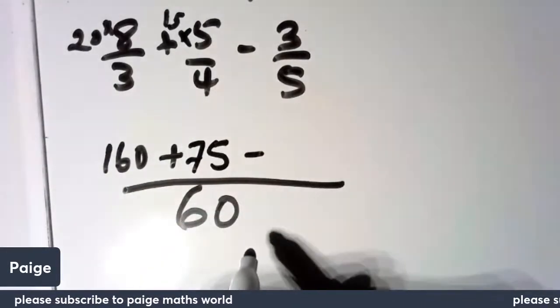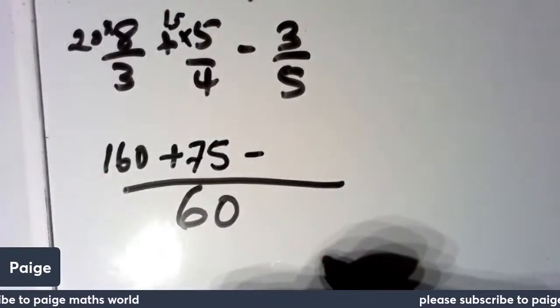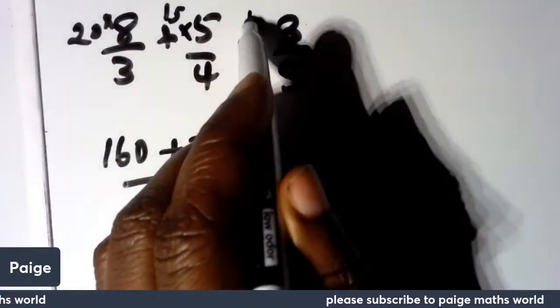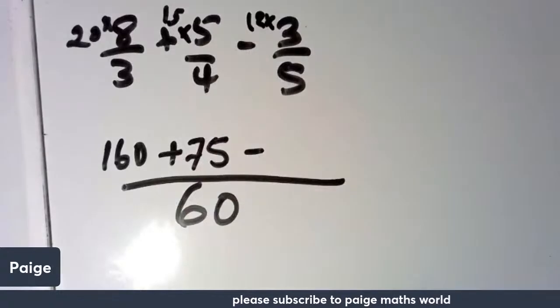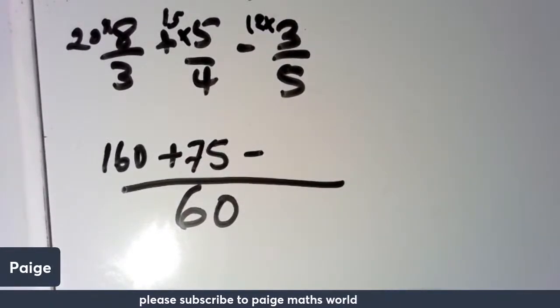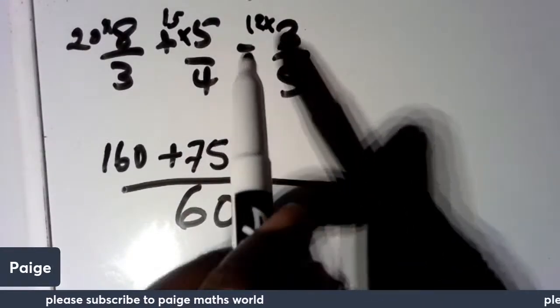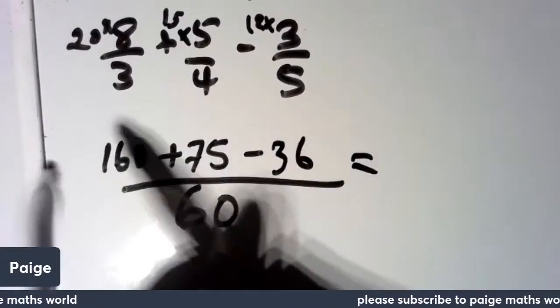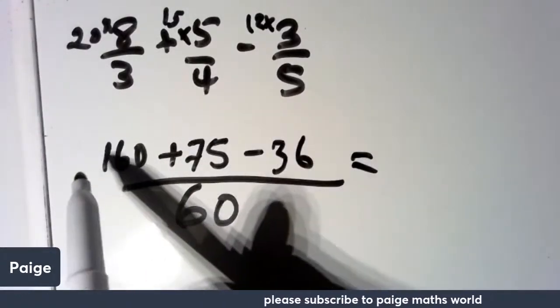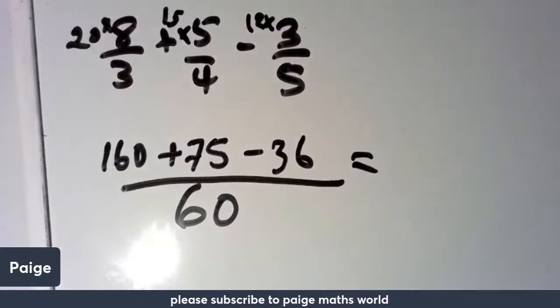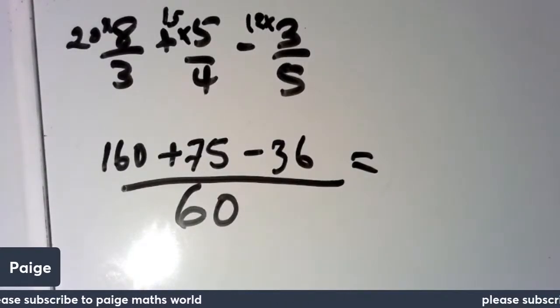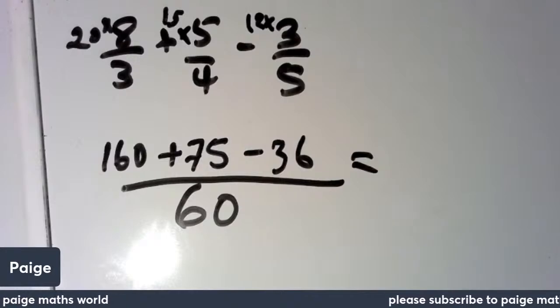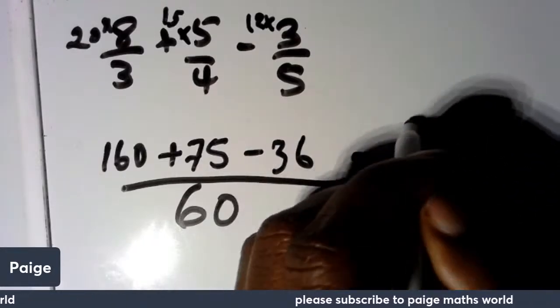And then 5 into 60 goes what? 12. 12 times 3 is 36. So we're gonna add first based on PEMDAS. So 160 and 75, that's 235, minus 36. 199.